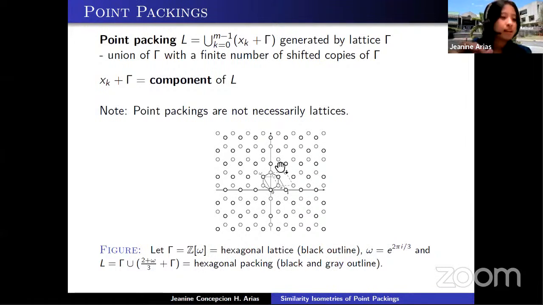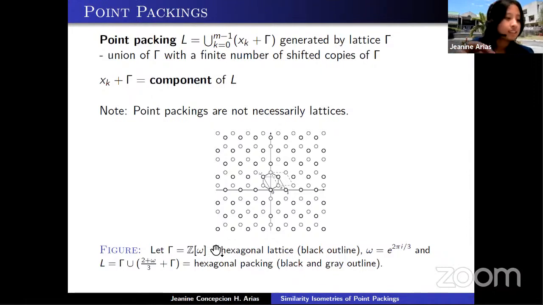For example, here we have the hexagonal packing. It is the union of the hexagonal lattice represented by the black outline dots and its shifted copy by X, represented by the gray outline dots. So the union of the black and the gray outline dots comprises the point packing L, which is the hexagonal packing.